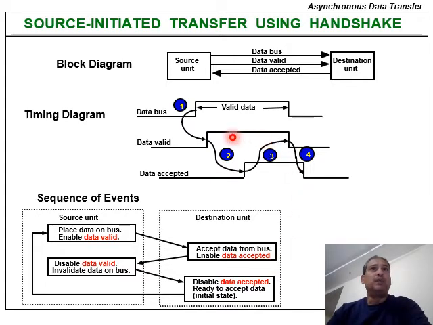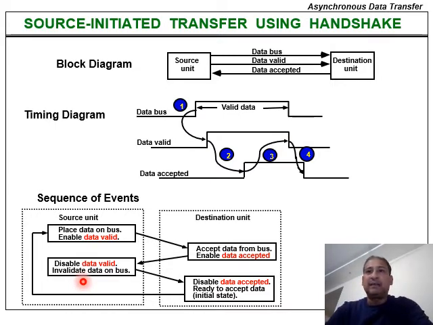So it accepts the data from the data bus and it enables data accepted. Once it enables the data accepted signal, this signal is sent from the destination unit to the source unit. When it reaches the source unit, the source unit comes to know that yes, the data has been read by the destination unit. Now what the source unit does, once it sees that the data has been read by the destination unit, is disable the data valid signal.